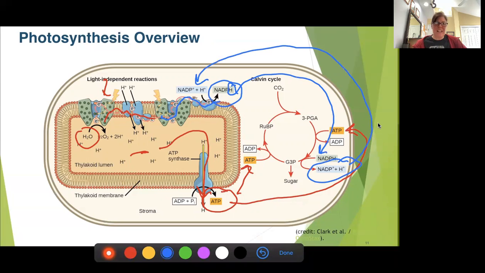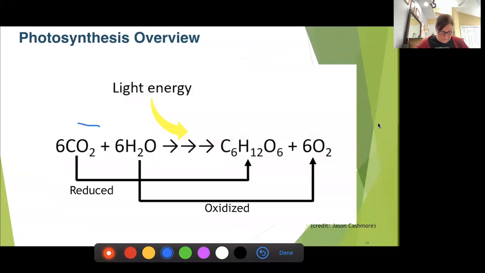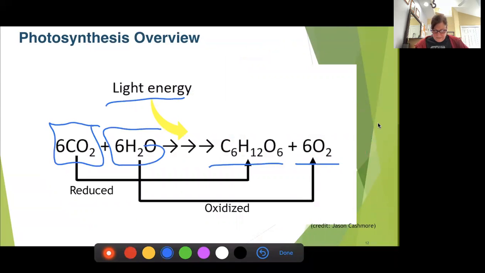And basically, when we look at it, all we need to do is put in some water, some sunlight, and our carbon dioxide. Right? Carbon dioxide, water, light, and we end up with sugar and our waste product, oxygen.